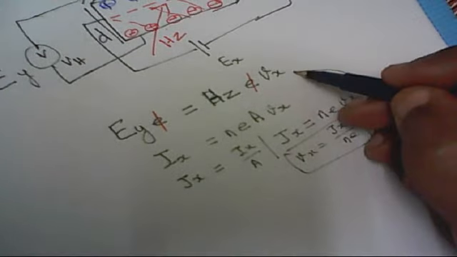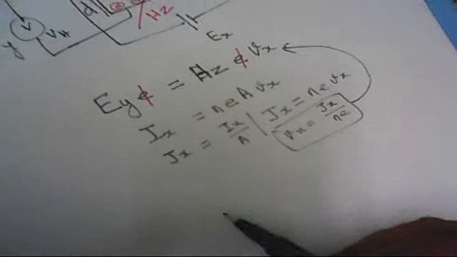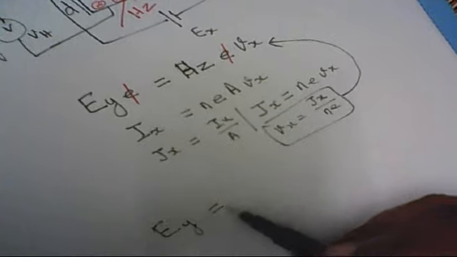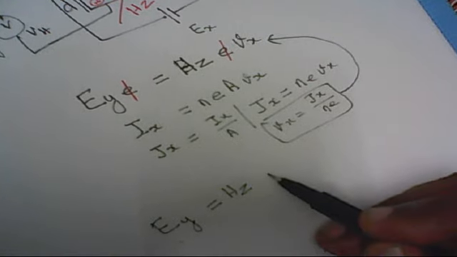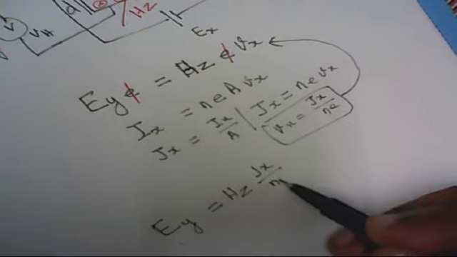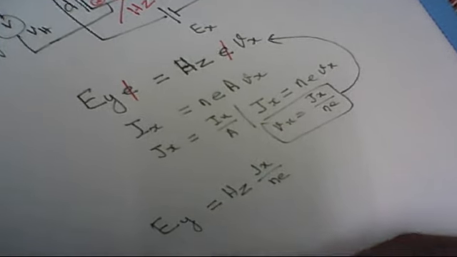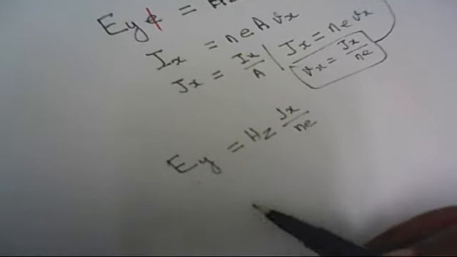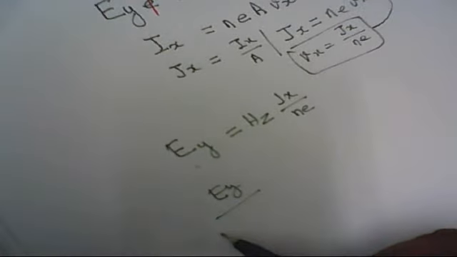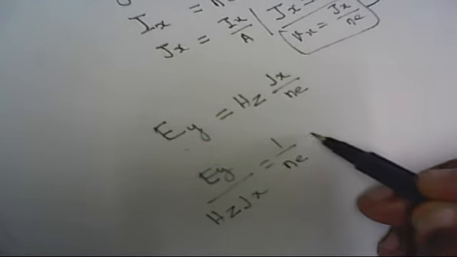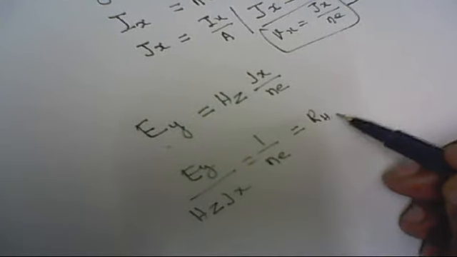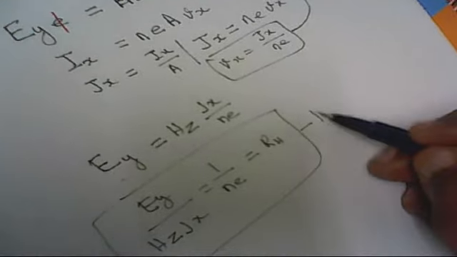Now substituting this expression here, Ey is equal to Hz Jx by Ne. We can rearrange and rewrite this expression as Ey by Hz Jx is equal to 1 over Ne, and that is equal to RH, and this is called the Hall coefficient.